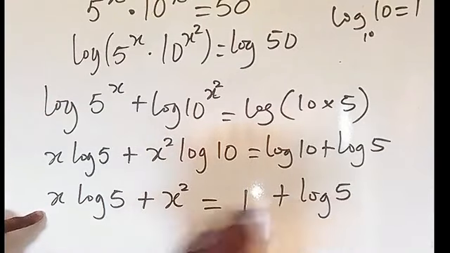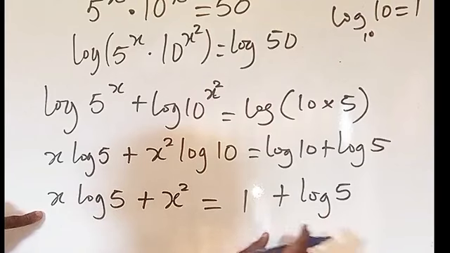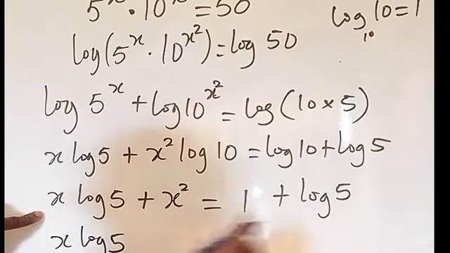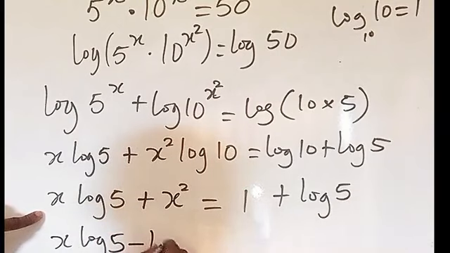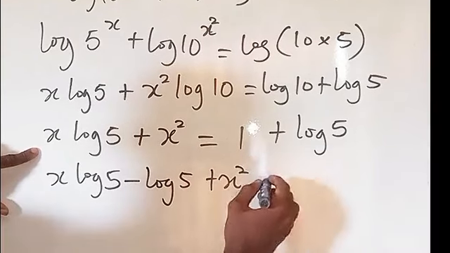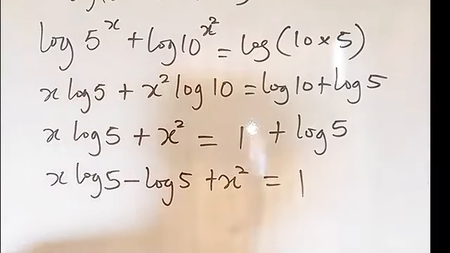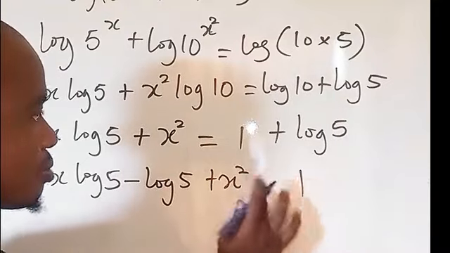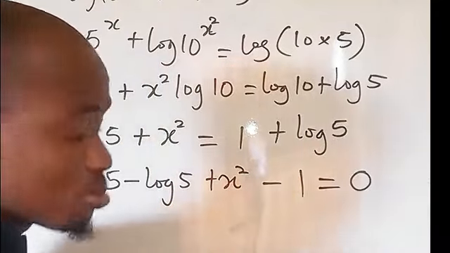We have log 5 here and log 5 here. I can collect the right hand side. x log 5 will be transposed to this side, so we have x log 5, then plus x² equals 1. Are you following? Now I can transpose this 1 also to this side, it's going to be minus 1. Then I will have everything equal to 0.